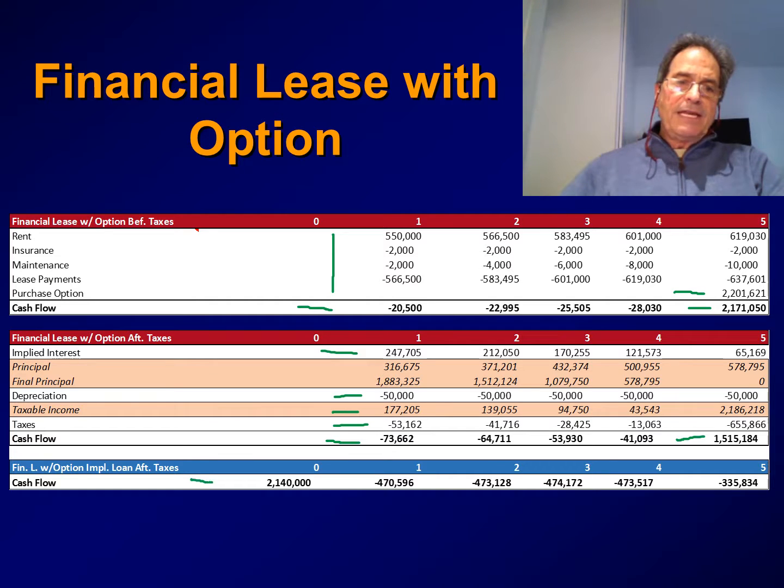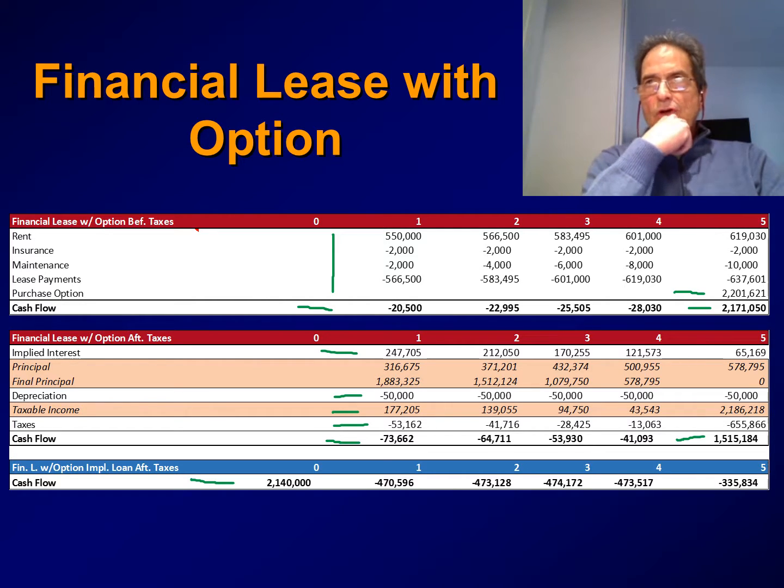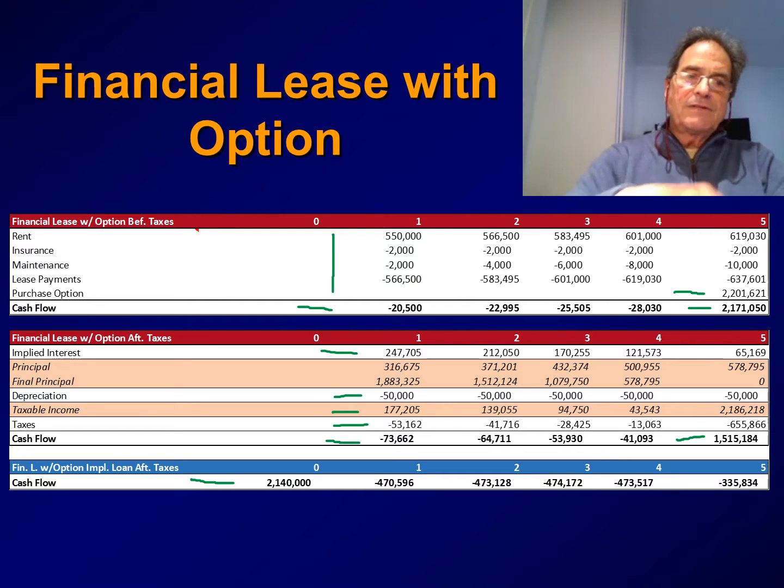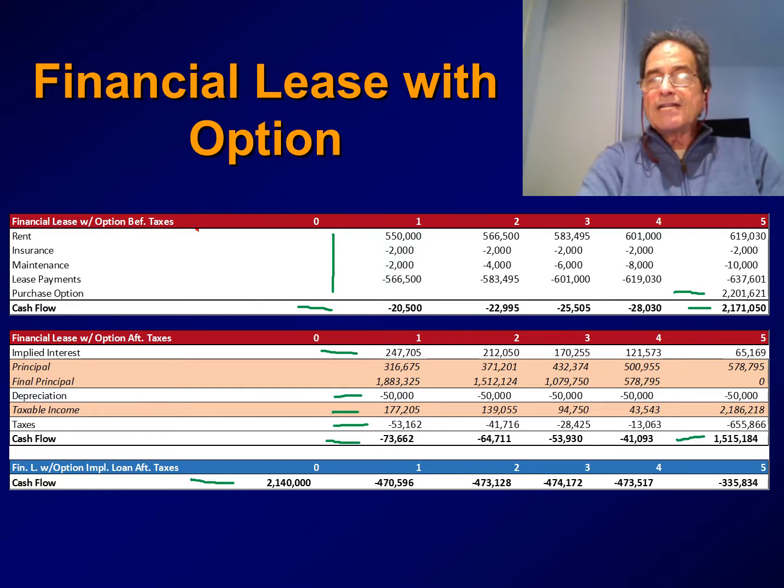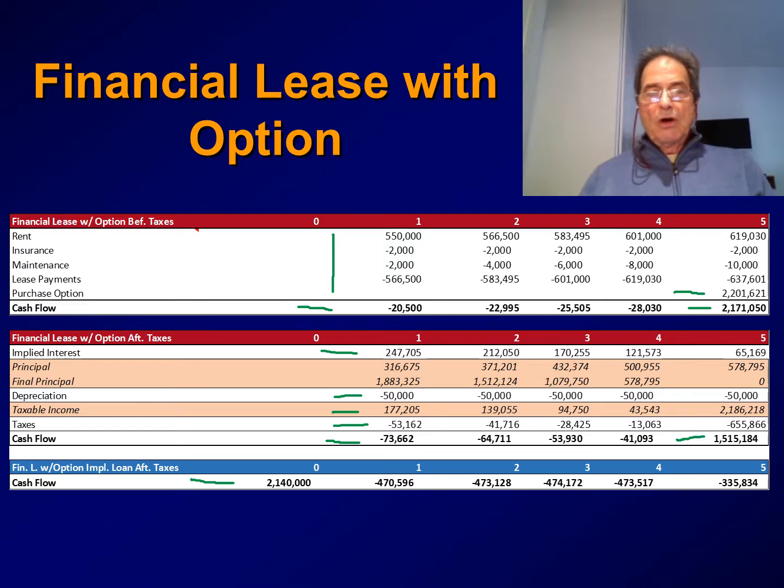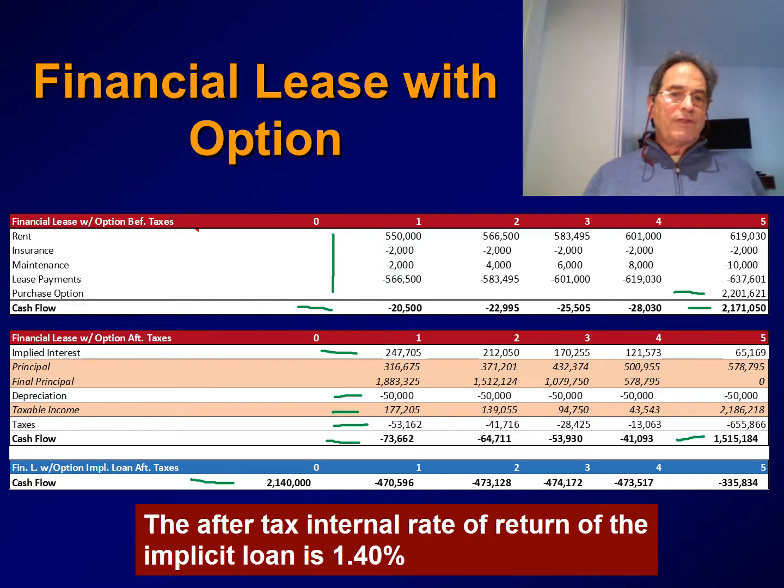As we did before, we can obtain the implicit loan in this financial arrangement, which is just the result of deducting the cash flows of purchasing the property cash after taxes from the cash flow that we just obtained, the cash flow corresponding to the financial lease with the option after taxes. So we obtain the implicit loan, which is a positive cash flow of 2.14 million in year zero, and then negative cash flows of 475.96 in year one, 473.128 in year two, etc. As we did before, we calculate the internal rate of return of this implicit loan, and we obtain 1.4%. So in this case, we see that the financial lease with the option is the least expensive financial arrangement.